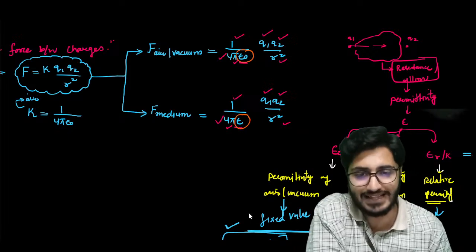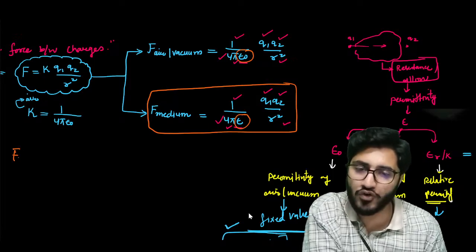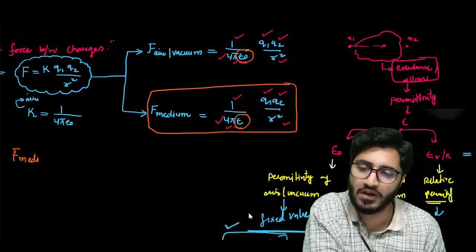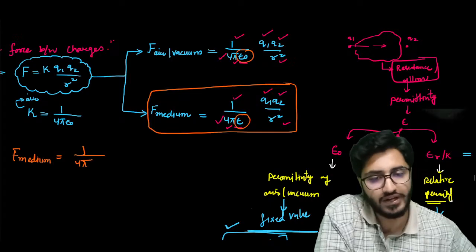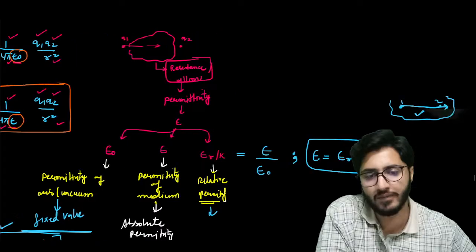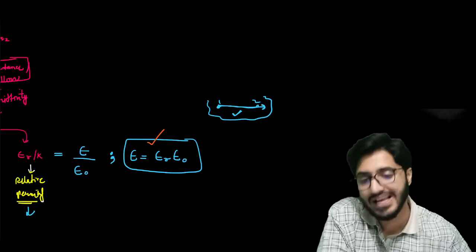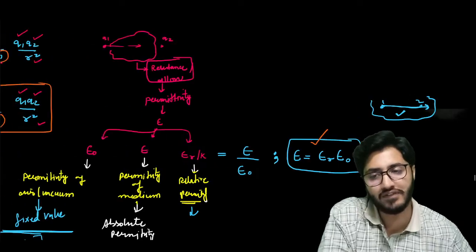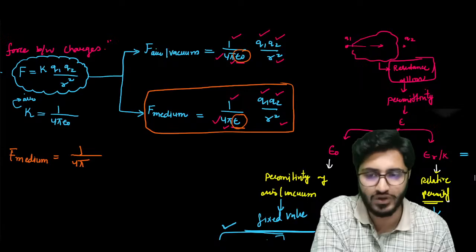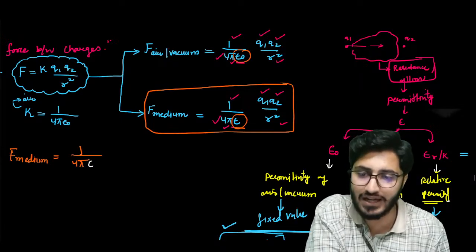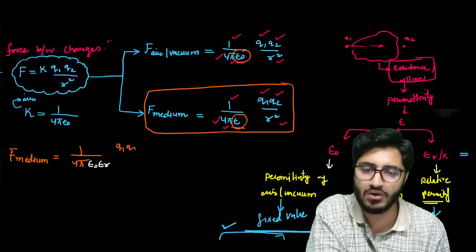So look beta, I will take this particular equation. Can I now write force in medium is equal to 1 over 4 pi epsilon? We conclude one point here: we can write epsilon is equal to epsilon r epsilon naught. So let us take this equation and place it here. In this place, let us put this value. It is epsilon naught epsilon r. The rest is as it is, q1 q2 by r square.